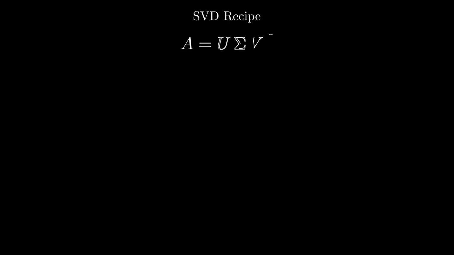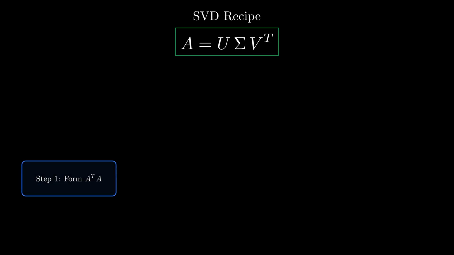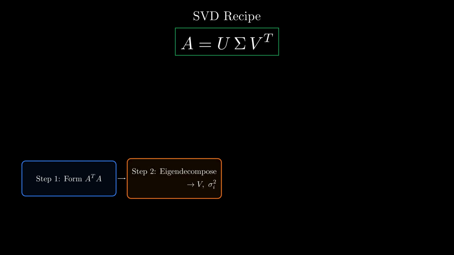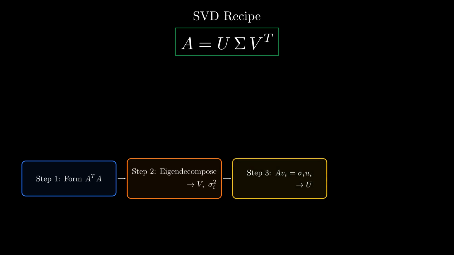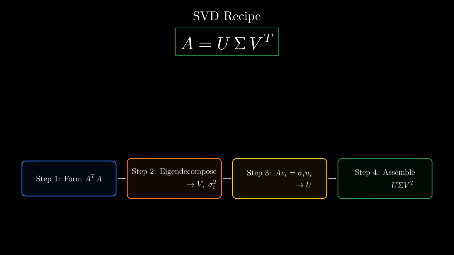Quick recipe refresher. To find an SVD of matrix A, first form A transpose times A. Its eigenvalues give you the squared singular values, and its orthonormal eigenvectors form the columns of V. Then either eigendecompose A times A transpose to get U, or safer, compute U one column at a time using A times V sub i equals sigma sub i times U sub i. Finally, assemble A equals U sigma V transpose.